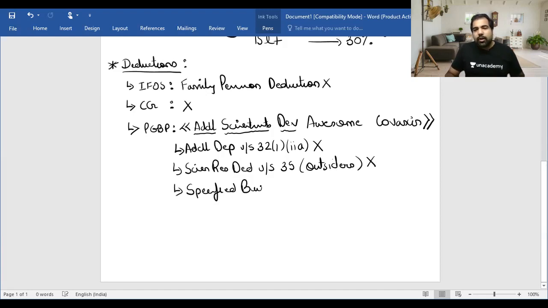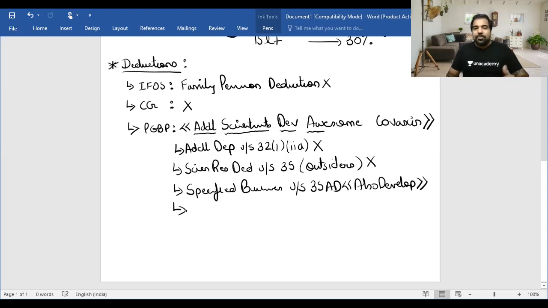Next, you remember specified business? Our shortcut was section 35AD, also develop. In this, you get 100% deduction of the capital expenditure you do, or even if you've done it before and you capitalize it now, you get 100% deduction. But unfortunately, you don't get this. So 35AD you don't get. But because they didn't give you 100%, don't worry, at least depreciation you will get. So additional depreciation you won't get, scientific research outsiders you will not get, also develop you will not get.